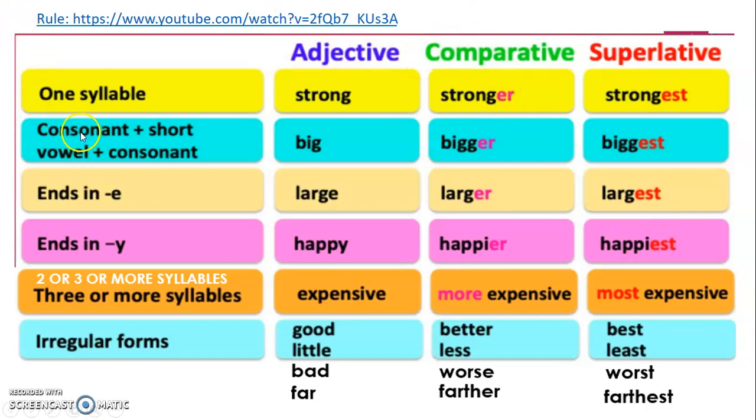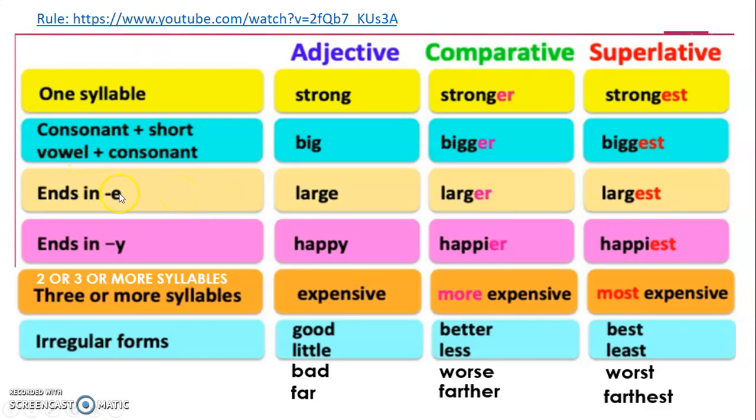The second case here is when you have a short adjective, which is made of a consonant, a short vowel, and a consonant. For example, the adjective big. Big, you have a consonant B, the vowel I, and the consonant G. So when you have an adjective of this kind, with a consonant, a short vowel, and a consonant, then you need to double the consonants in the comparative form. So big becomes bigger.